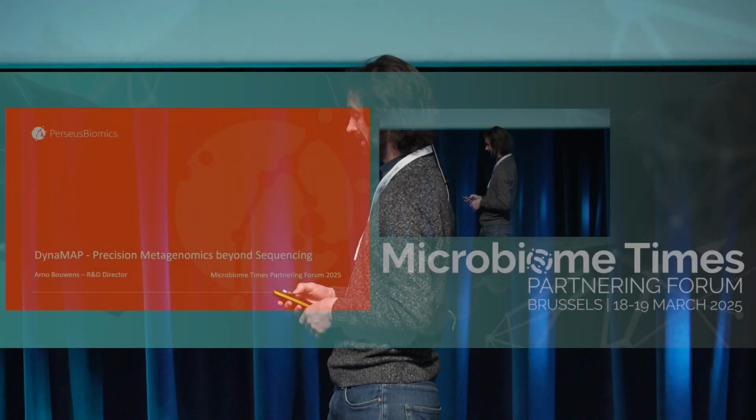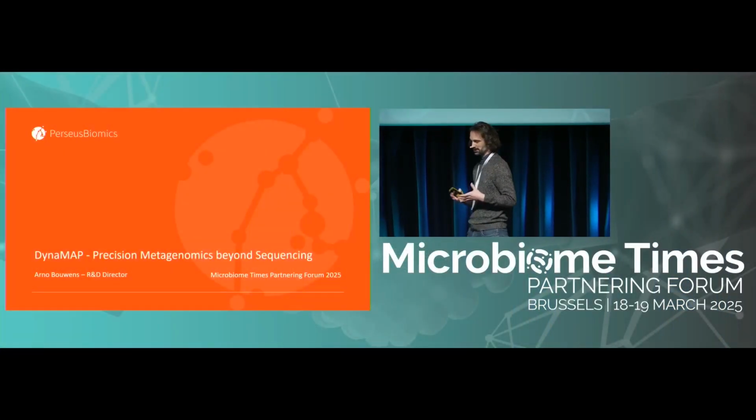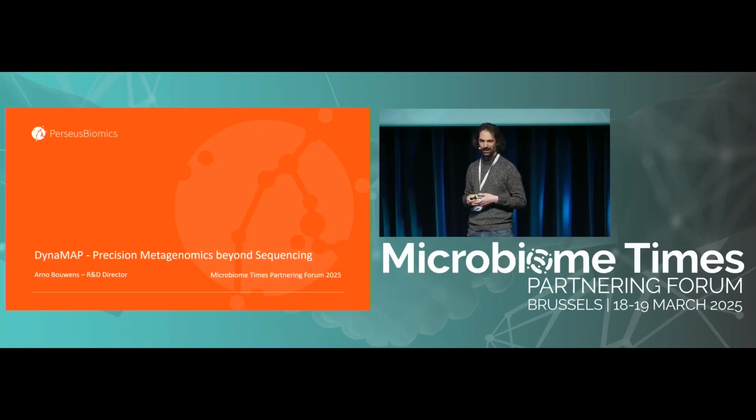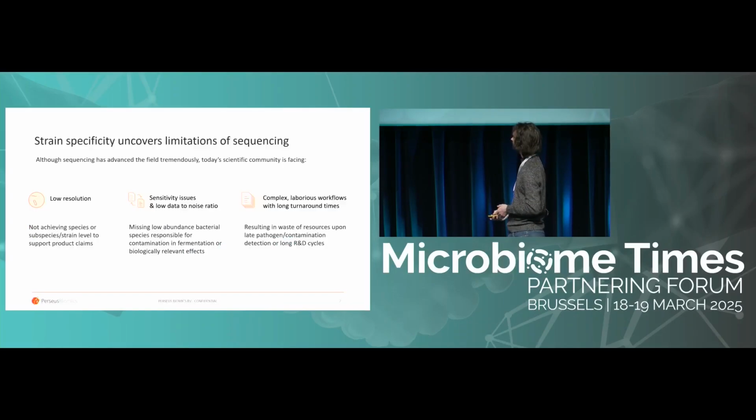So I'll be talking in the next few slides about Dynamap, which is a precision metagenomics tool that goes beyond sequencing. And beyond sequencing in this case is definitely not a sales pitch. It is really sequencing-free microbiome analysis. So we take this quite seriously, and I'll explain in a second how exactly we do microbiome analysis without relying on sequencing the actual sample.